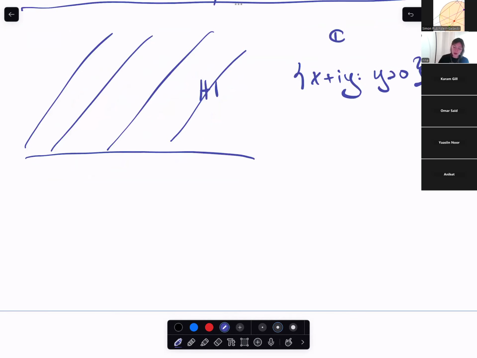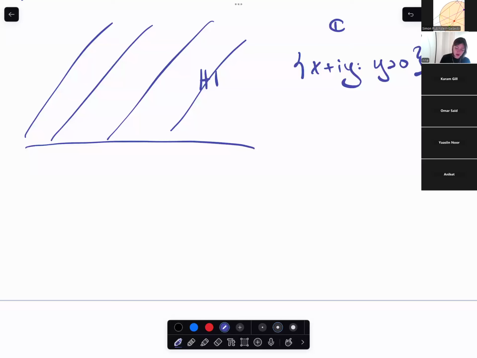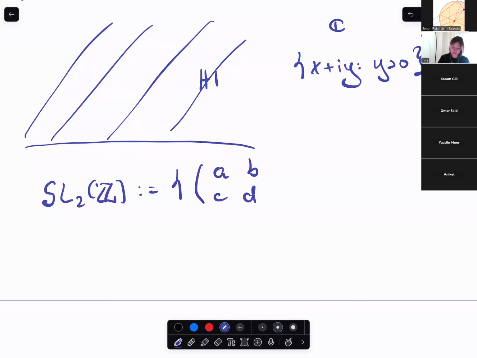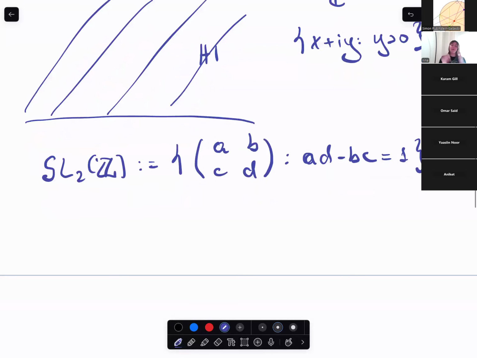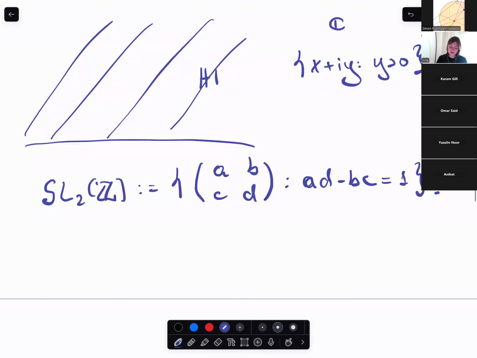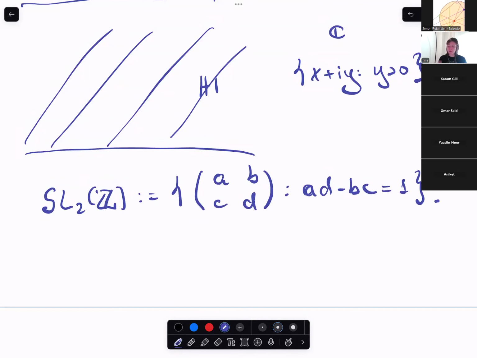And the second object that we need to consider is usually called SL2Z. It is a group, meaning you can multiply its elements. It is the set of all integer matrices (a, b; c, d) such that ad minus bc, which is called the determinant of the matrix, is equal to 1. And this is a very large group. There's plenty of such things. Okay, so we have the space and we have the group.